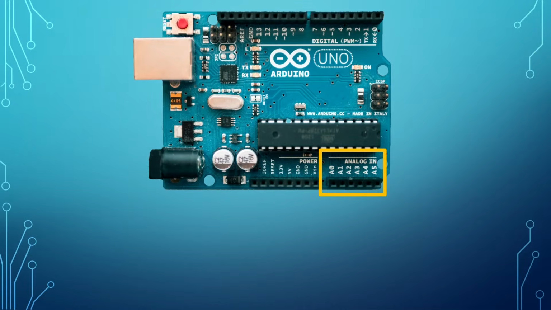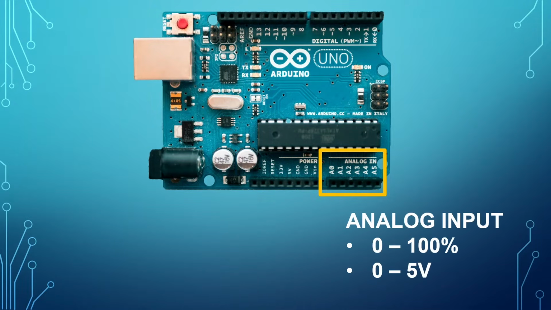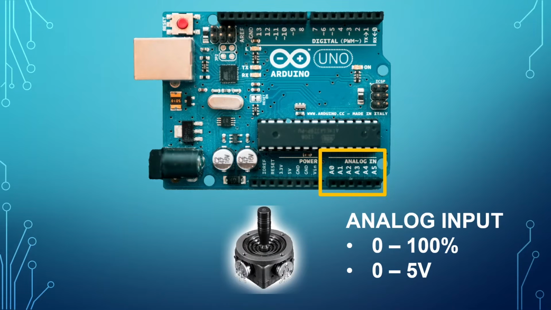Next, we have the 6 analog input pins. These can be used to measure inputs ranging between 0 and 5 volts, which is a common output for many Arduino sensors. One application for analog inputs would be a joystick, where you want to know the exact position of the stick.